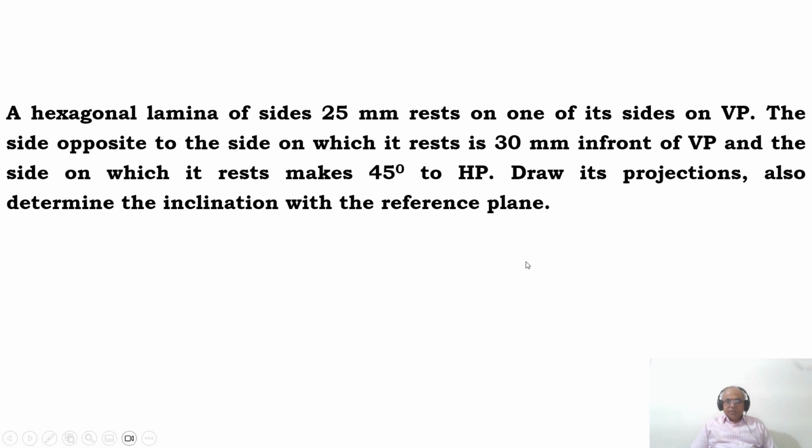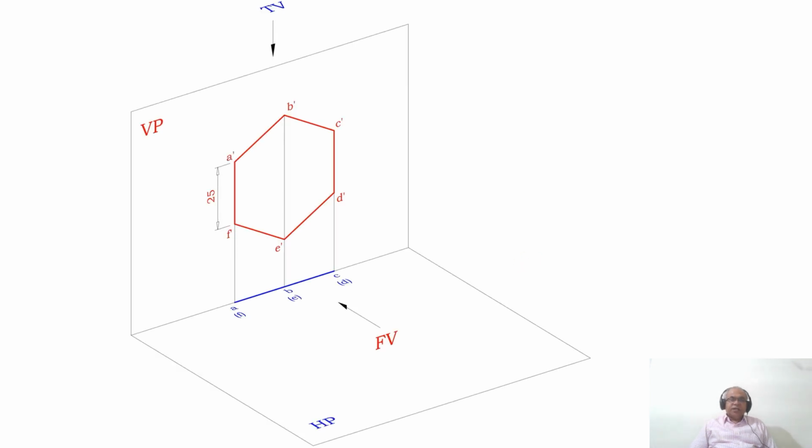So to do that, initially we are going to consider that the lamina rests on VP. One of the sides is resting on VP, so make that side perpendicular to HP. When you make the lamina perpendicular to HP and look from the top view, it will be resting on HP here. It is resting on VP now. Perpendicular to HP means when you look from the top view, you must get a point. The side opposite to the side is also C dash D dash.